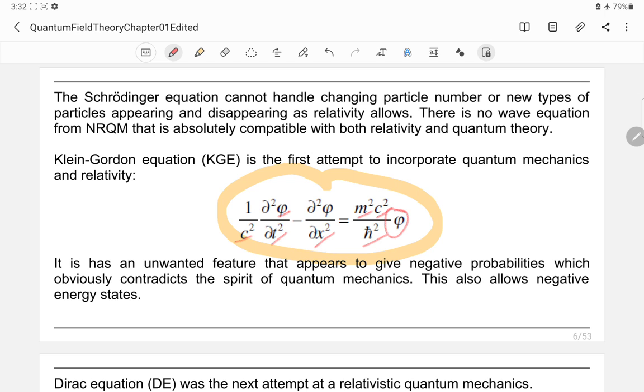It has an unwanted feature that appears to give negative probabilities, which is obviously contradictory to the concepts of quantum mechanics. And this also allows negative energy states.